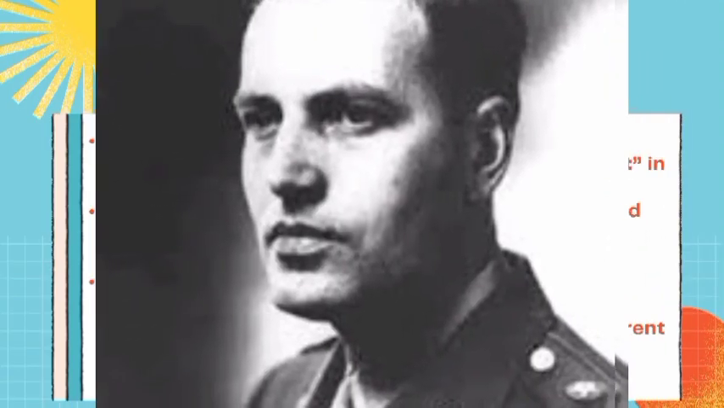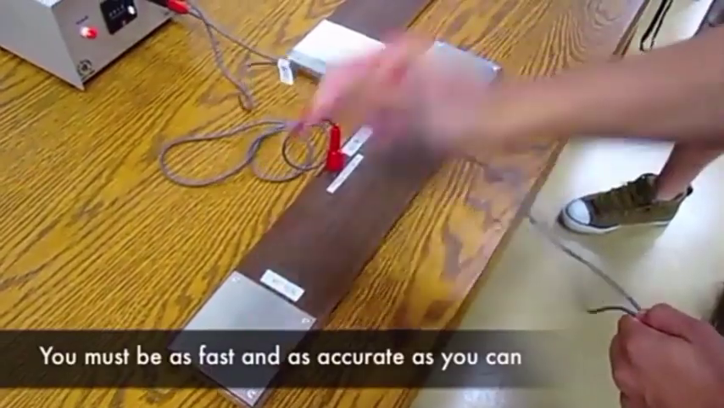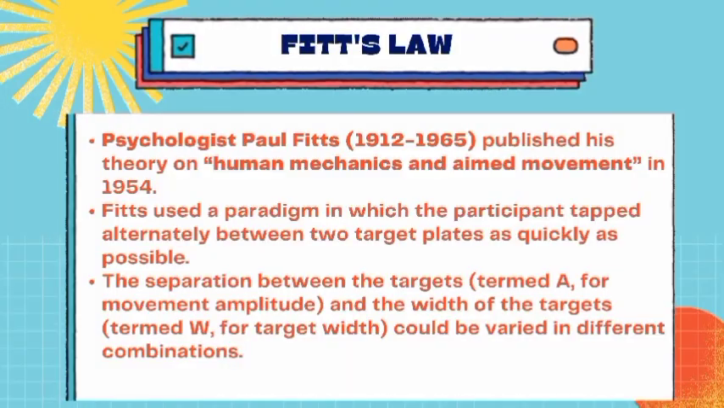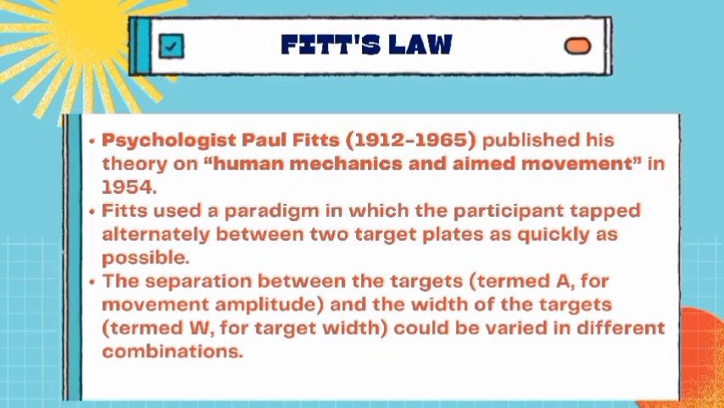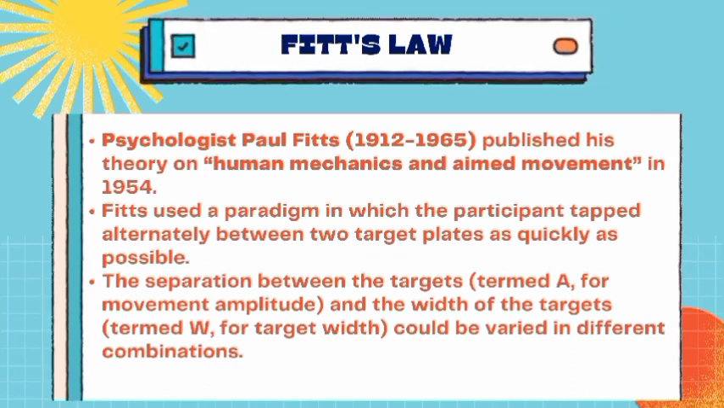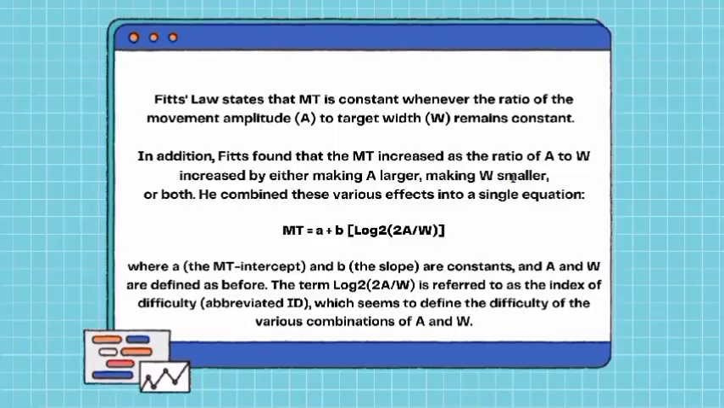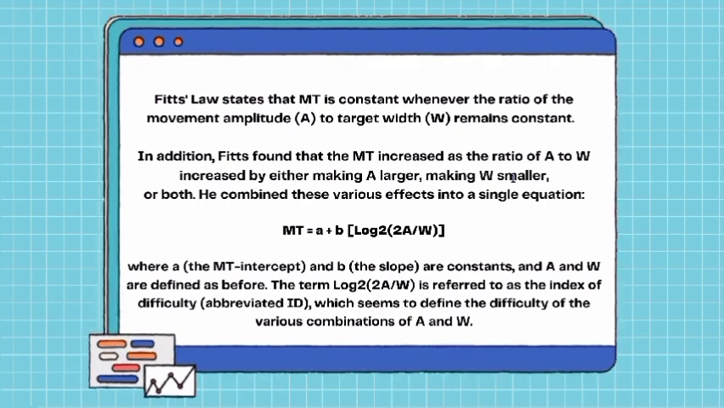Psychologist Paul Fitts, from 1912 to 1965, published his theory on human mechanics and aimed movement in 1954. Fitts used a paradigm in which the participant tapped alternately between two target plates as quickly as possible. The separation between targets, termed A for movement amplitude, and the width of targets, termed W for target width, could be varied in different combinations, and Fitts' law states that MT is constant whenever the ratio of the movement amplitude to target width remains constant.